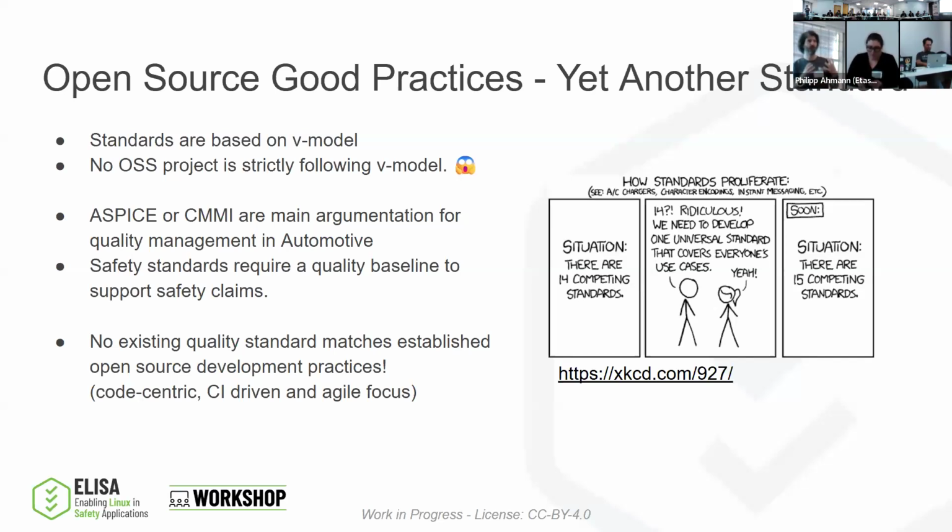There you try to get a quality baseline, right? To enter the space of safety. And this is maybe an important thing: we're not talking about a safety integrity standard here. We just want to talk about best practices which will help any kind of development, not necessarily safety alone, any kind of use case. So far, we haven't been able to find any quality standard which matches established open source development practices, which are really also CI-centric. Still, there's good quality and high quality in open source development.